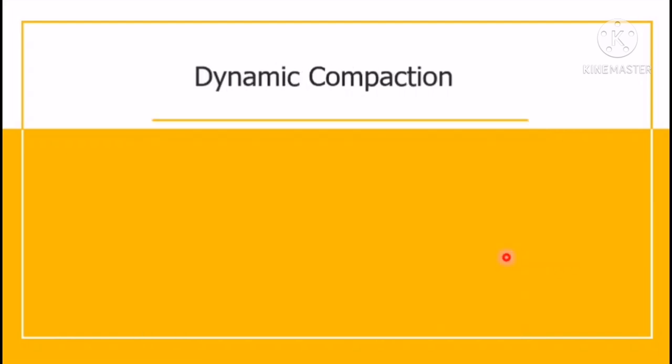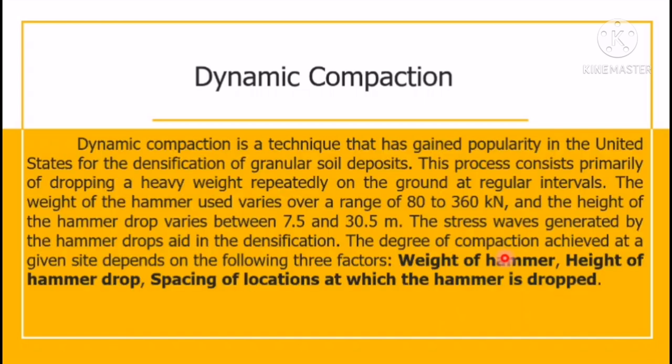And then, we have what we call dynamic compaction. Dynamic compaction is a technique that has gained popularity in the United States for the densification of granular soil deposits. This process consists primarily of dropping a heavy weight repeatedly on the ground at regular intervals. The weight of the hammer used varies over a range of 80 to 360 kN, and the height of the hammer drop varies between 7.5 and 30.5 meters. The stress waves generated by the hammer drops aid in the densification.